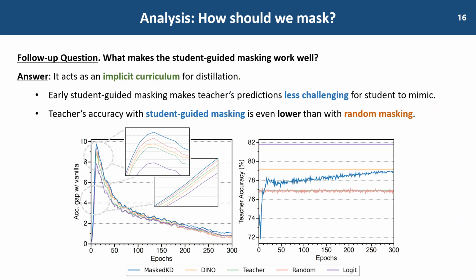The follow-up question is, what makes the student-guided masking work well? Our answer is that it acts as an implicit curriculum for distillation. Student-guided masking makes the teacher's supervision easier for the student to mimic in the early stage of training. Interestingly, as shown in the training curves, the teacher's accuracy with student-guided masking is even lower than with random masking.